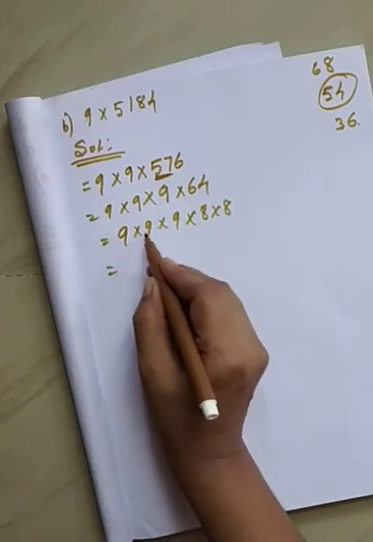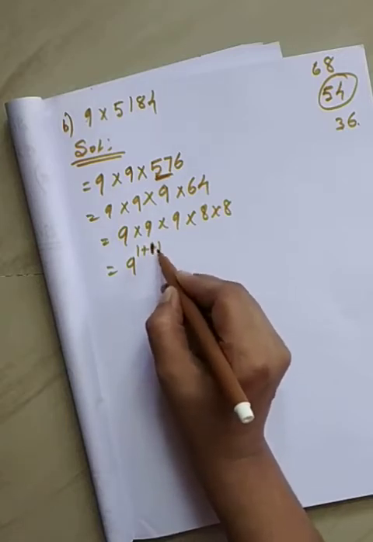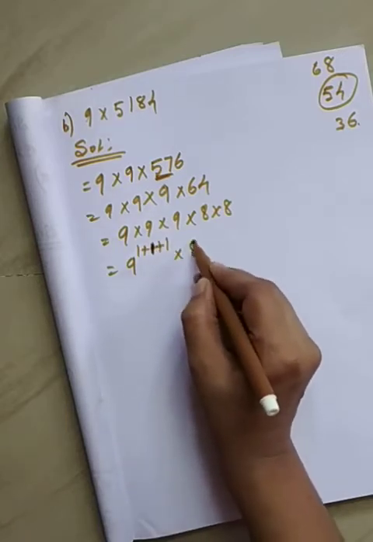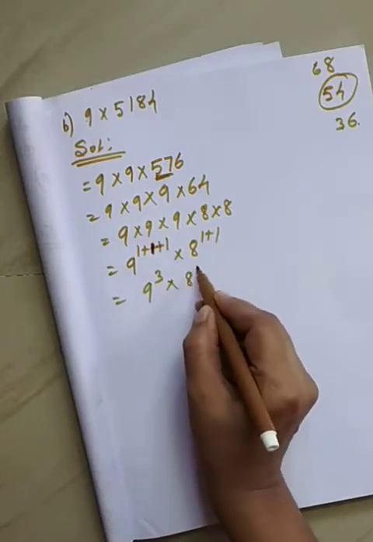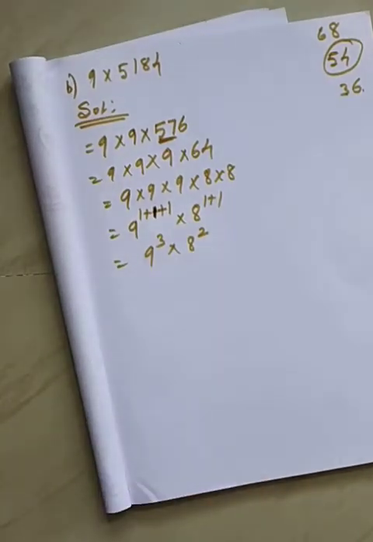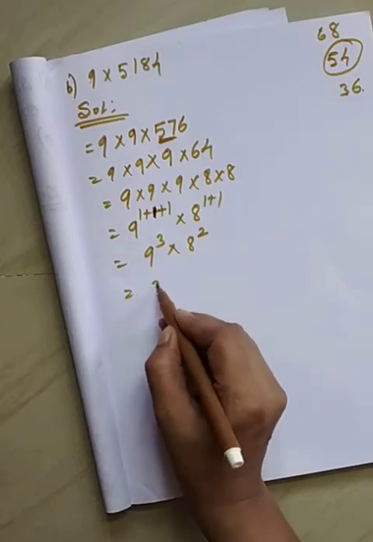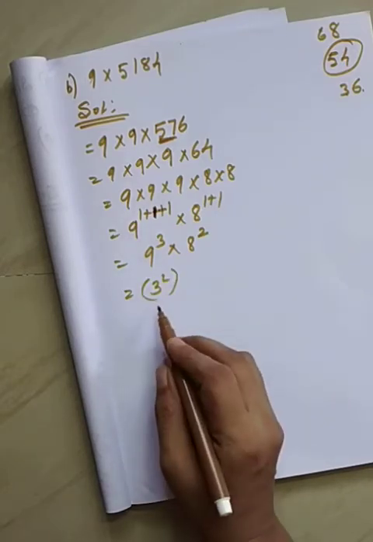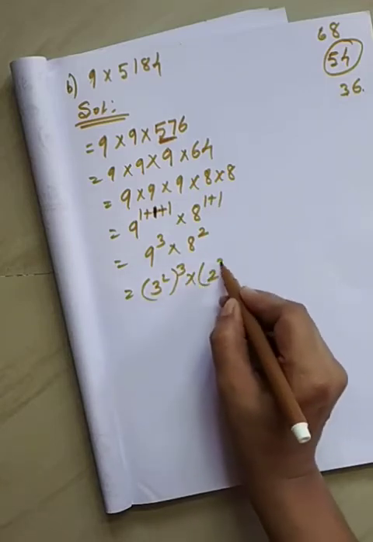See, the base is same, so add the powers. Into 8 power 1 plus 1. Now 9 cube into 8 square. Okay. See, you will get 9 cube into 8 square. Everybody knows this 9 is 3 square, right? So you can put 3 square. And 8 means 2 cube.